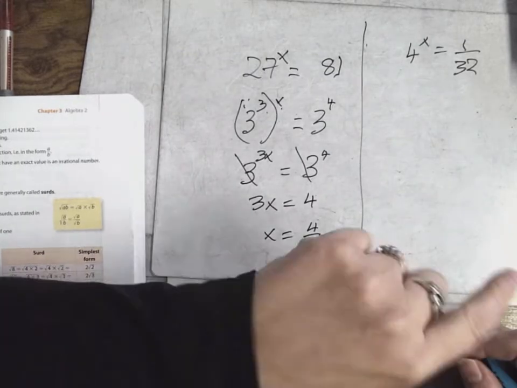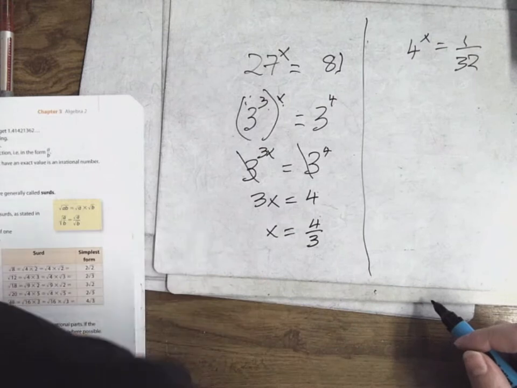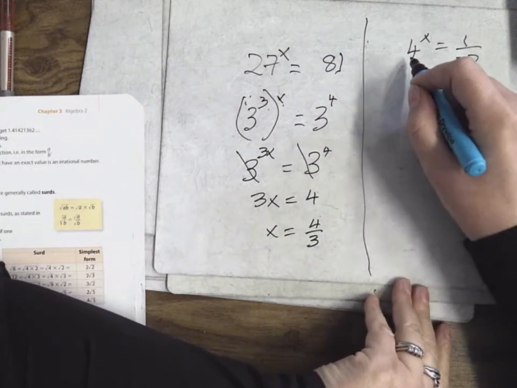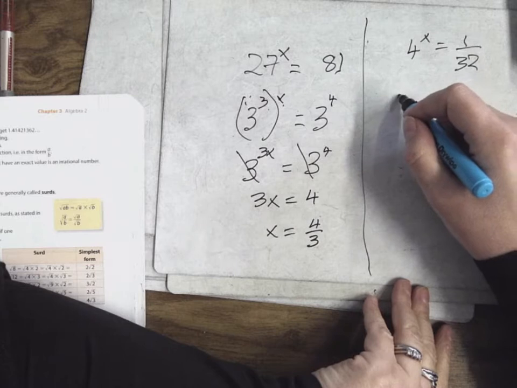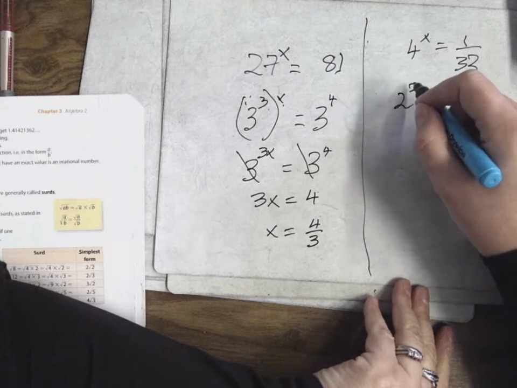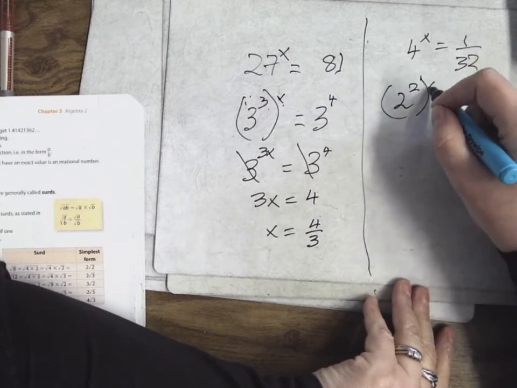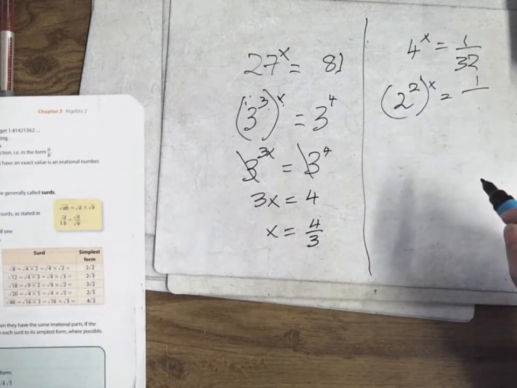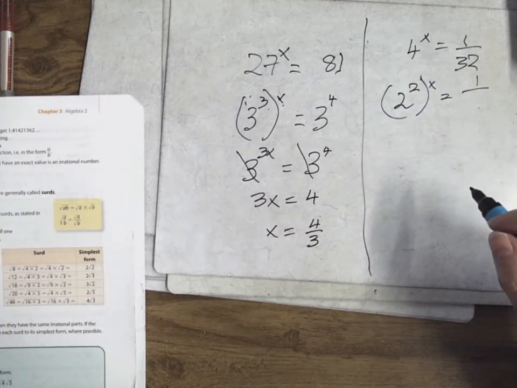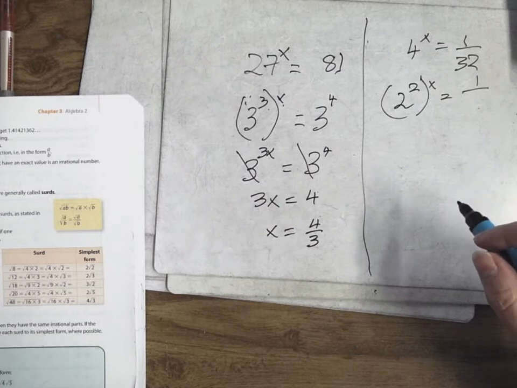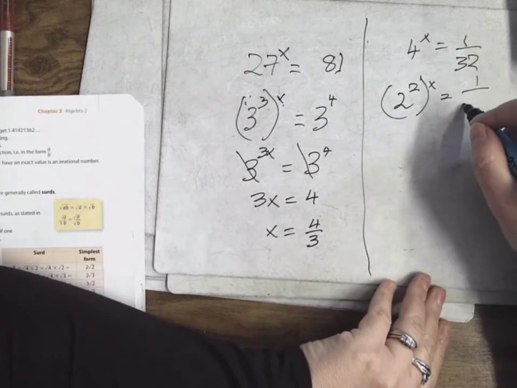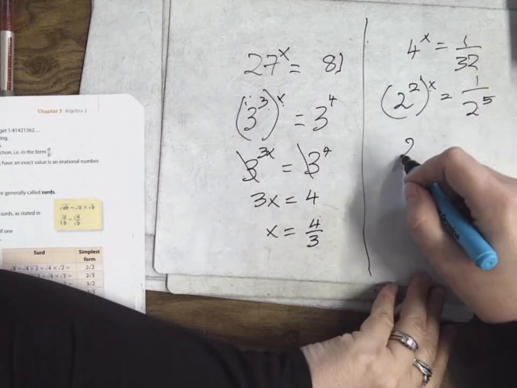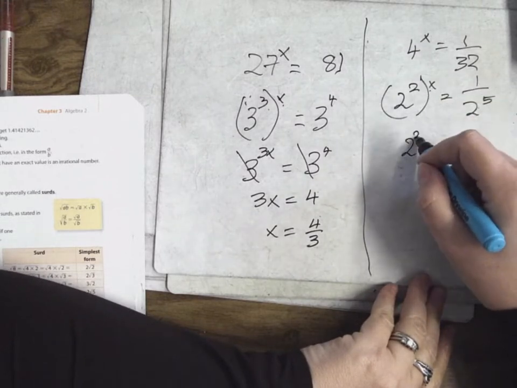So that means you have to go smaller than 4. So you can write everything as a power of 2. So what's 4 as a power of 2? 2 to the power of 2, all to the power of x equals 1 all over 32. 2 by 2 is 4, by 2 is 8, by 2 is 16, by 2 is 32. 2 to the power of 5. Okay? Now, raise a power to a power, I multiply. So 2 by x is 2x.